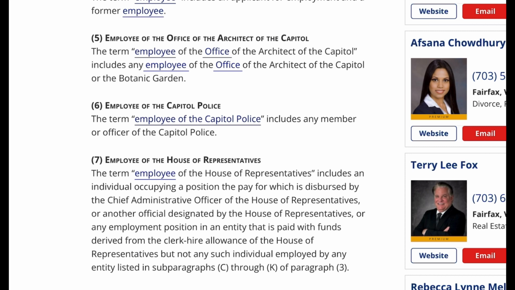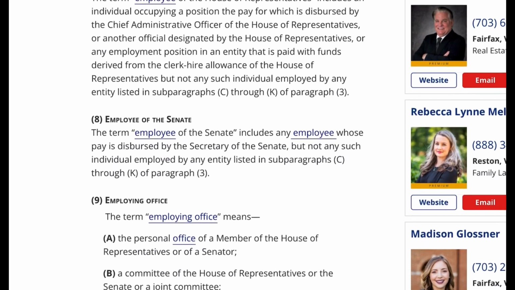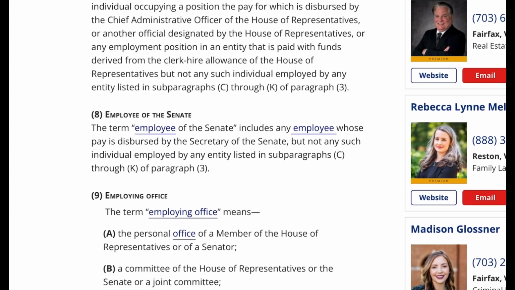7. Employee of the House of Representatives. The term employee of the House of Representatives includes an individual occupying a position the pay for which is disbursed by the Chief Administrative Officer of the House of Representatives, or another official designated by the House of Representatives, or any employment position in an entity that is paid with funds derived from the clerk hire allowance of the House of Representatives, but not any such individual employed by any entity listed in subparagraphs C through K of paragraph 3.